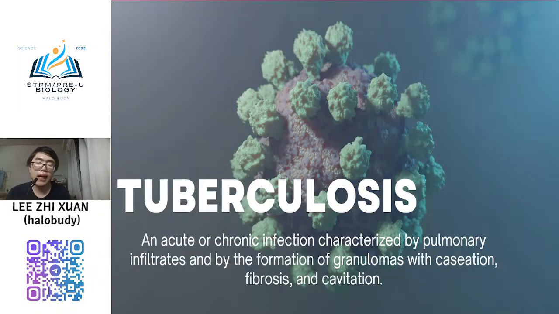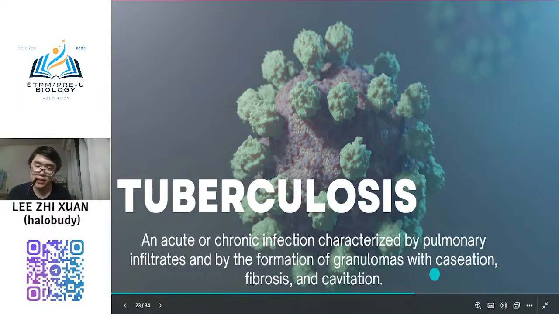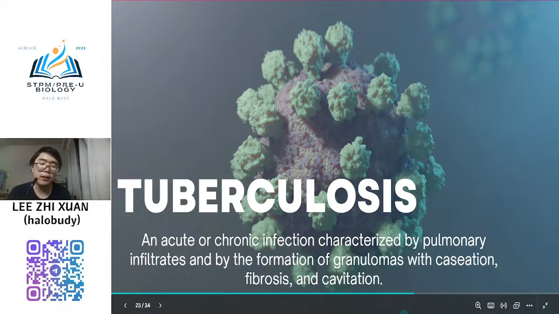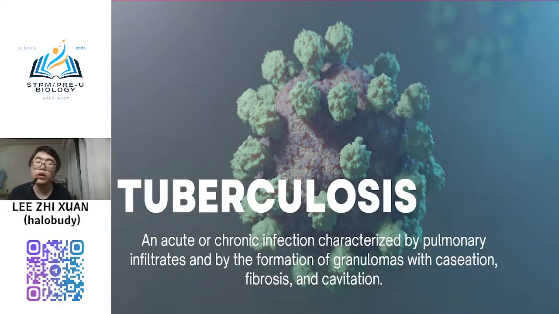So the third type is tuberculosis. Tuberculosis is also one of the main popular diseases and one of the infection pandemics that occurred around the world too, especially in Malaysia.